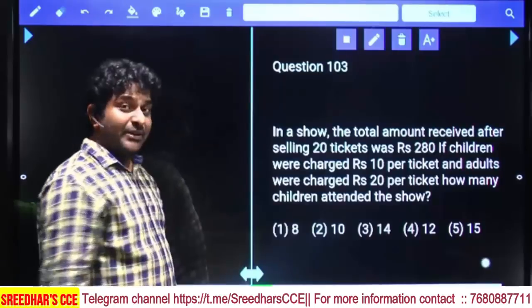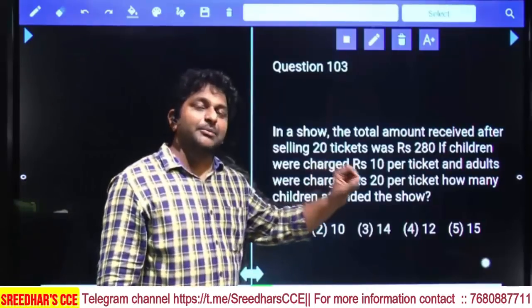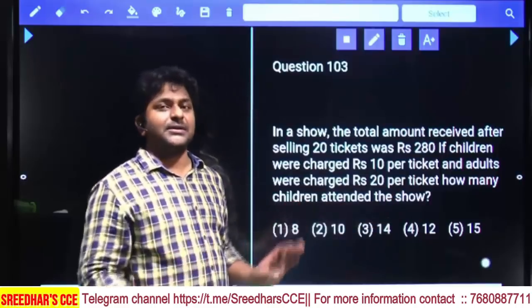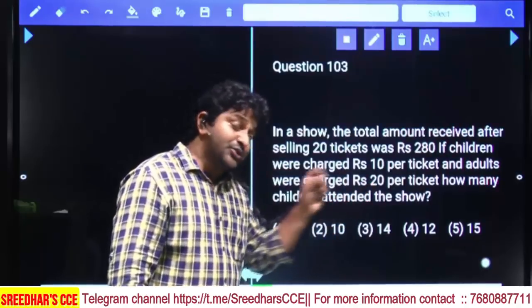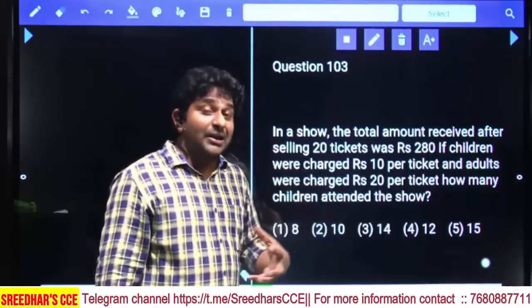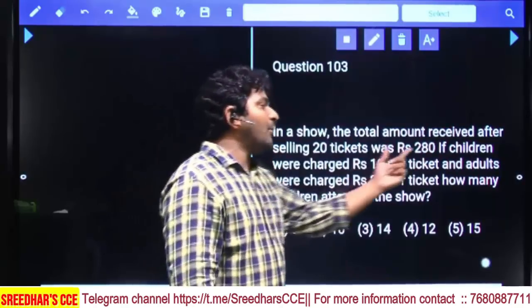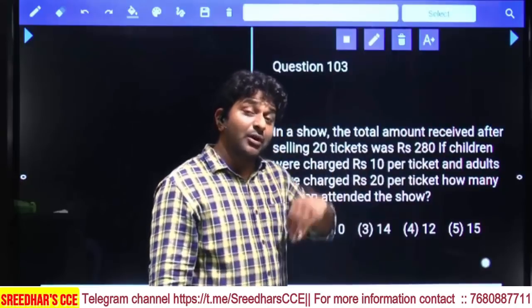There is another way, the reverse method. This is beautiful. If you're asked to calculate how many children are there, let us start with, there are no children at all. So all are adults. If all are adults, as we are charging 20 rupees from each adult, from all adults together we will be collecting 400 rupees, 20 into 20. But the amount collected in the question is given as 280. But we got 400.